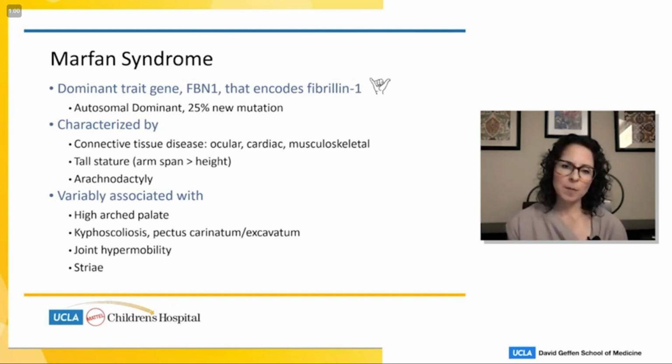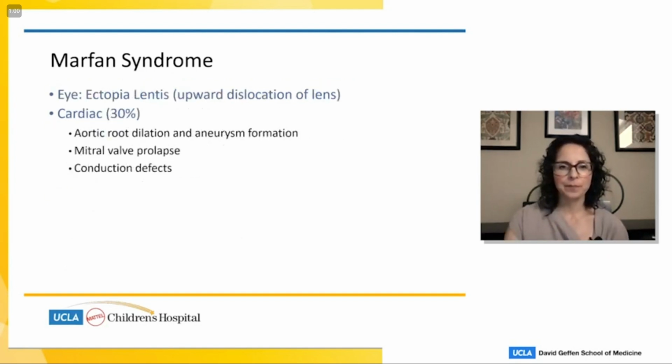These patients are tall, with arm span greater than height. They have the arachnodactyly, as seen in the previous slide, and they have variable associations with a high arched palate, pectus carinatum or excavatum. They can have joint hypermobility, although not always. Specifically, the eye abnormality is ectopia lentis, upward dislocation of the lens, which is the opposite of what is seen in homocystinuria, and a third have cardiac involvement. It's always good to check an echo if there's any concern about Marfan's, if you're waiting to get authorization for the genetic testing or sending to genetics.